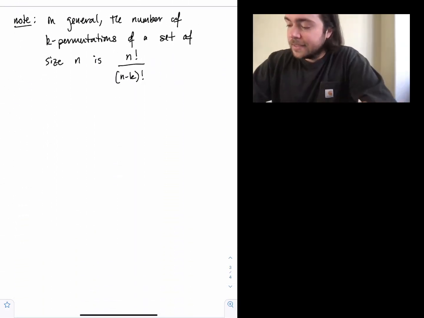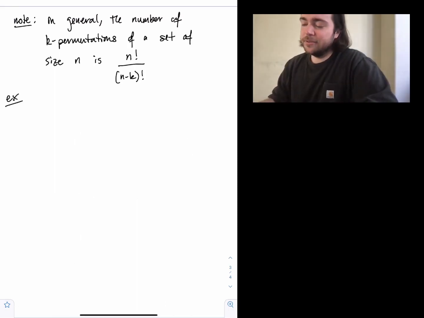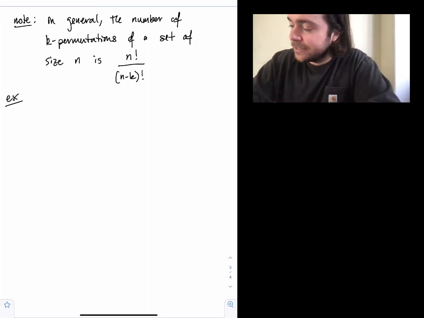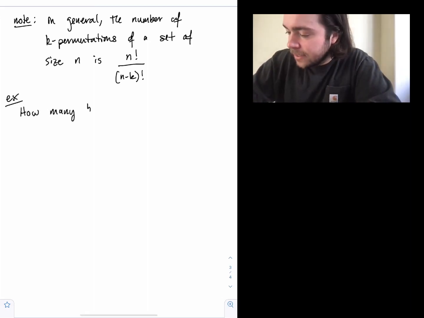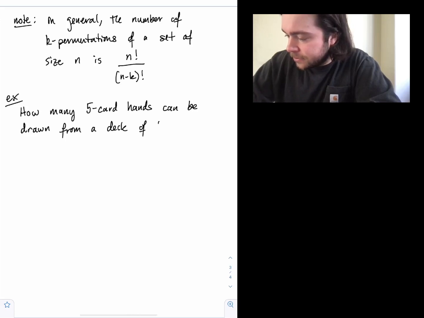All right, good. So let's do another example, and this example is now going to lead us into our definition of combinations. How many 5-card hands can be drawn from a deck of 52 cards?